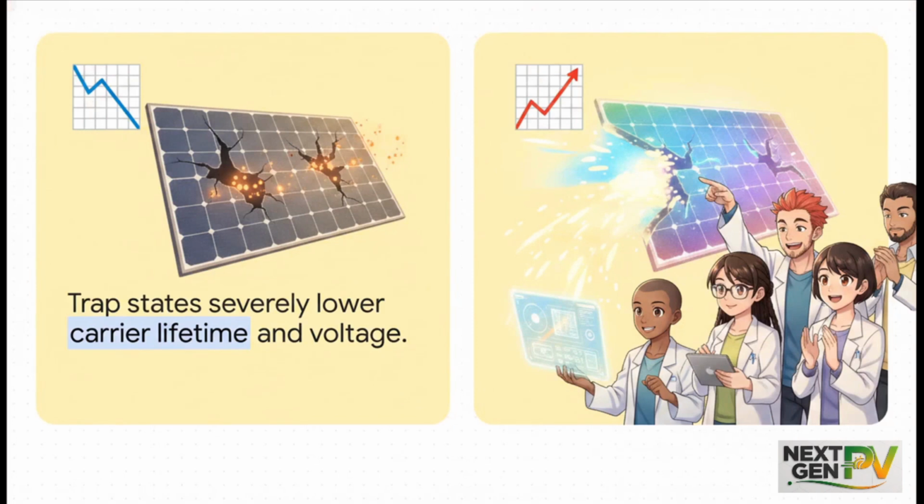Let's see how this actually impacts device performance. Without passivation, those trap states severely lower the carrier lifetime and the open circuit voltage of the solar cell. You get lower current and terrible stability. But with passivation, we chemically neutralize those defects. The traps are filled, electrons and holes can now move freely, charge extraction becomes highly efficient, and the energy actually makes it out of the solar cell to power your devices.